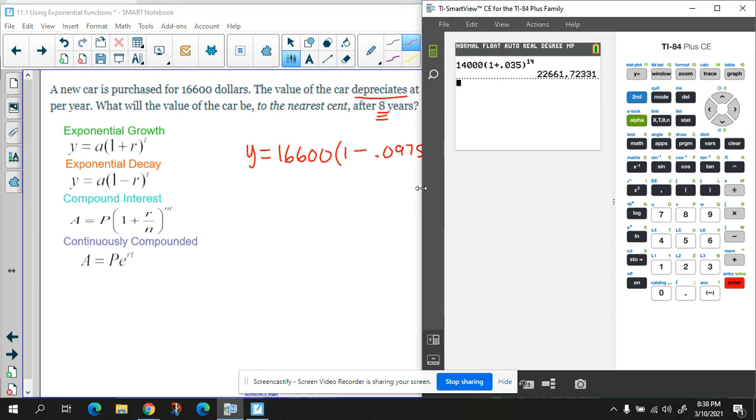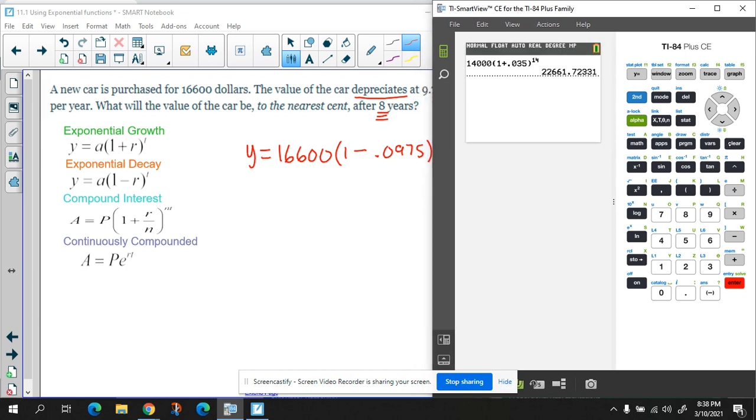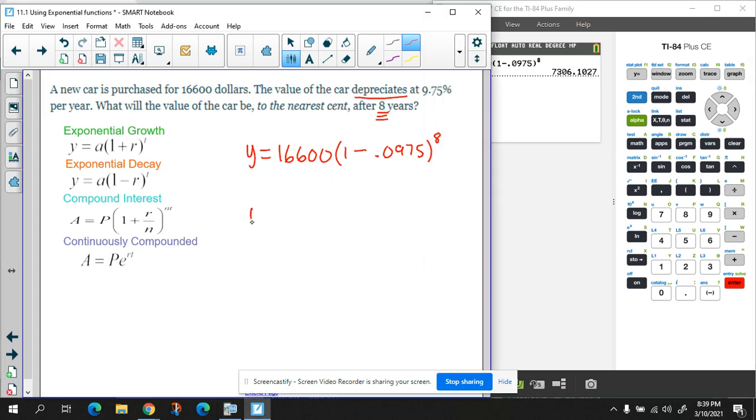So on the calculator, we'll start out with 16,600. 1, take off 0.0975, raised up to 8 years. So the final answer is 7,306. And notice they want to the nearest cent. Remember when it says nearest cent, you're thinking hundredths place, tens, hundreds. So the final answer for this one is going to be $7,306.10.